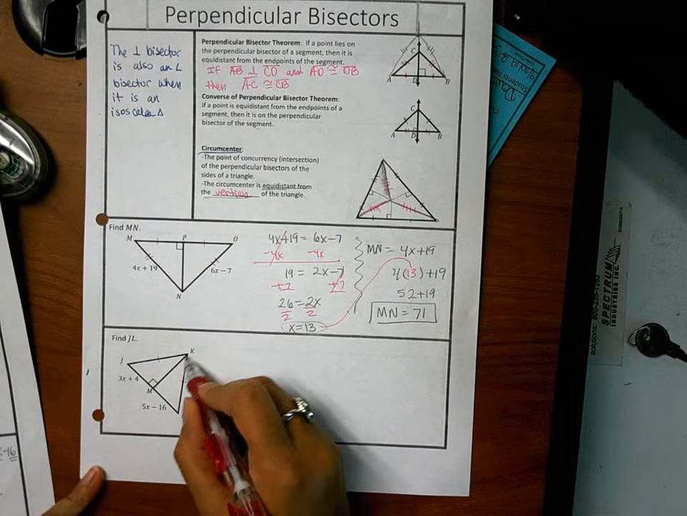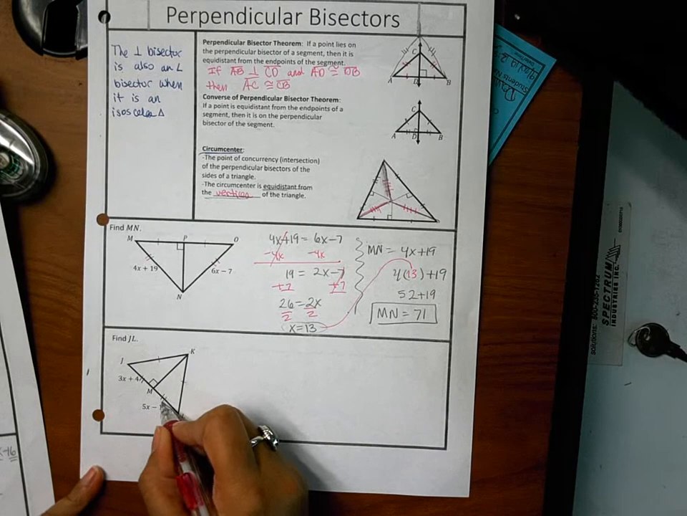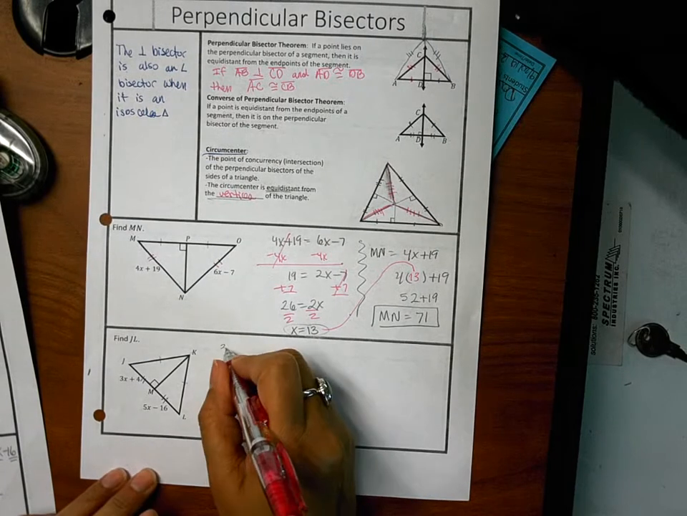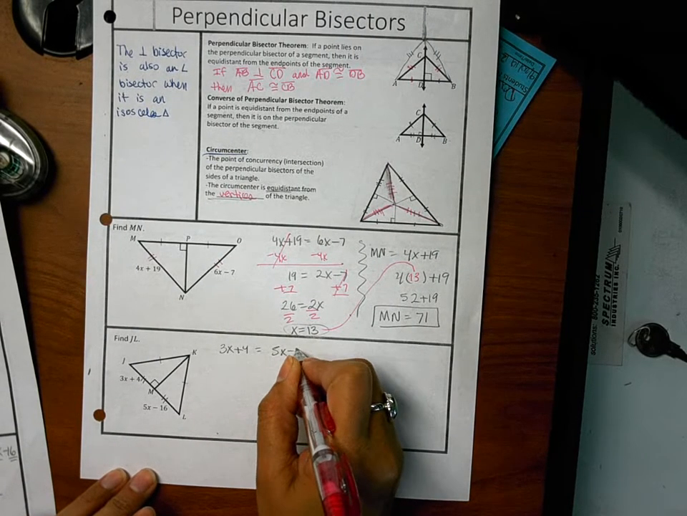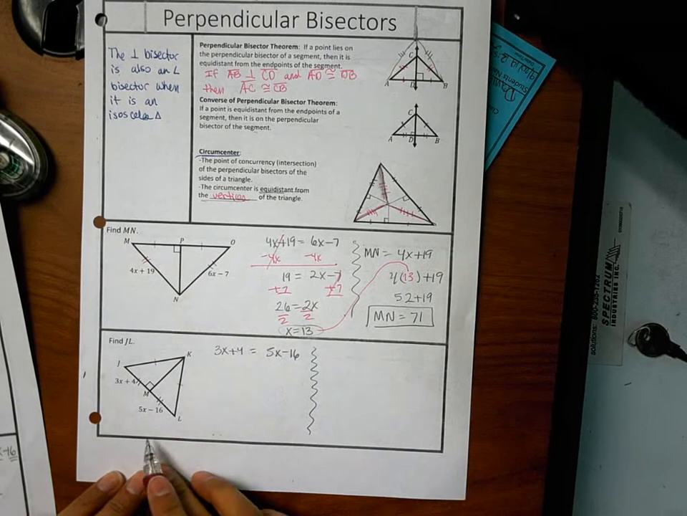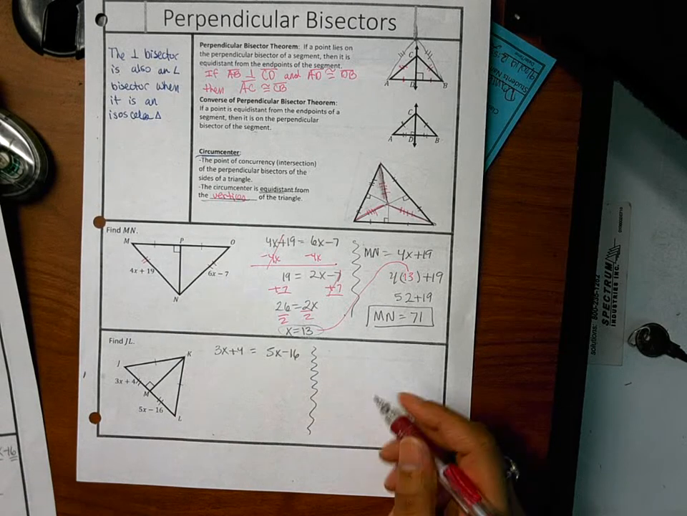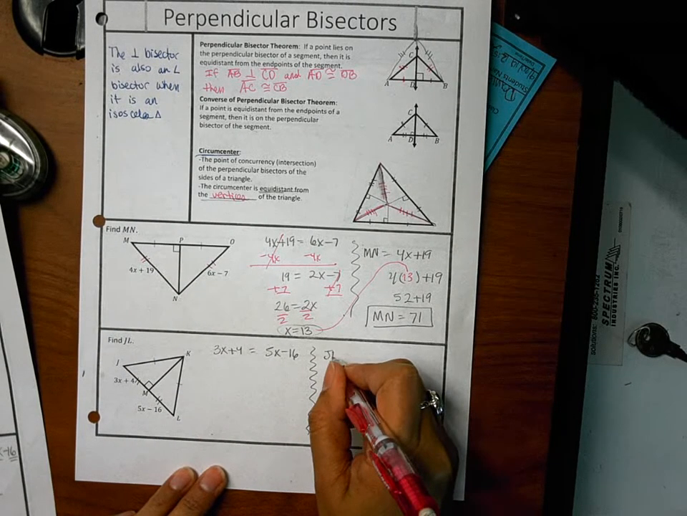JL. Now again, this is the converse. These sides are congruent, but it doesn't say anything about that. If it's an isosceles triangle and this is perpendicular, it also bisects the base. So you should know that those are congruent. 3x plus 4 equals 5x minus 16. I'm going to have you guys solve that on your own. Check it with me in class.